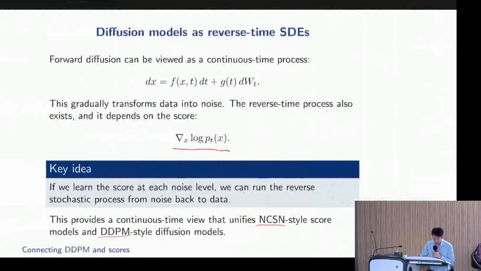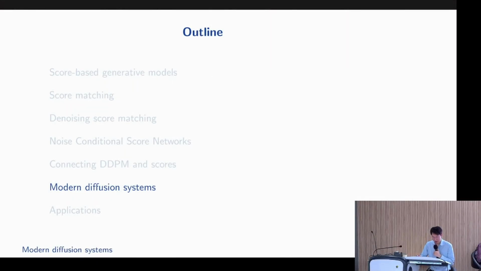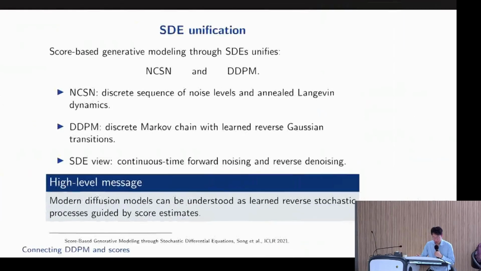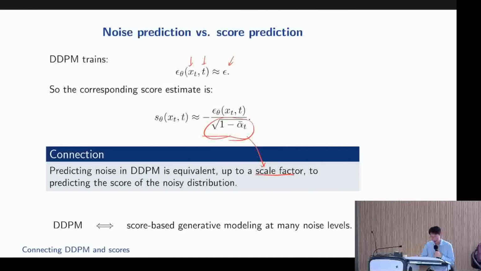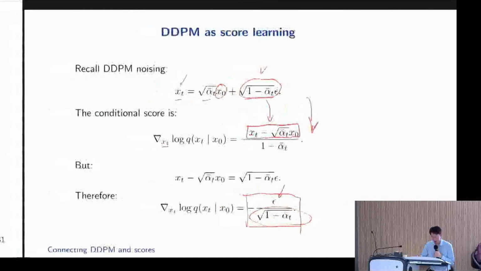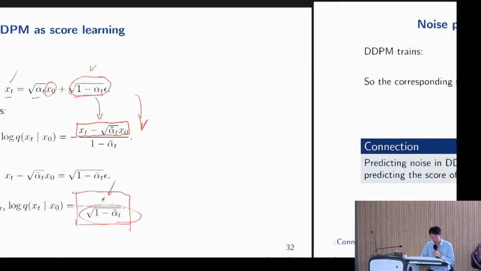I'm not going to go too much into SDEs because that's not a prerequisite for this class, and I don't expect you to know all the details here. But the derivation of NCSN and the connection of NCSN with respect to DDPM, that's all within scope.